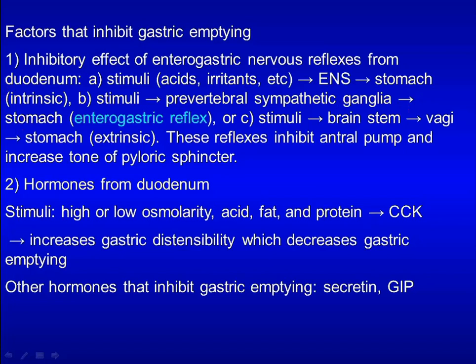This is the enterogastric reflex that I described to you in a previous lecture. Third, signals are transmitted by an extrinsic pathway through vagus nerve to brainstem and back to stomach. Hormones from duodenum also provide inhibitory effects. In particular, 3 hormones that act as enterogastrone: CCK, secretin, and GIP. GIP is glucose-dependent insulinotropic peptide.